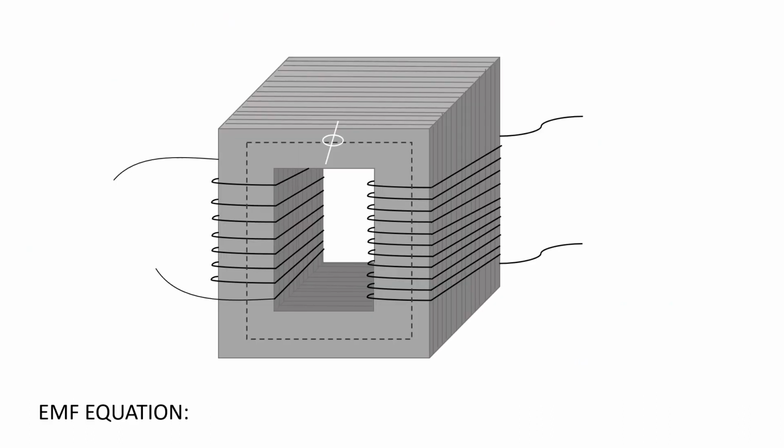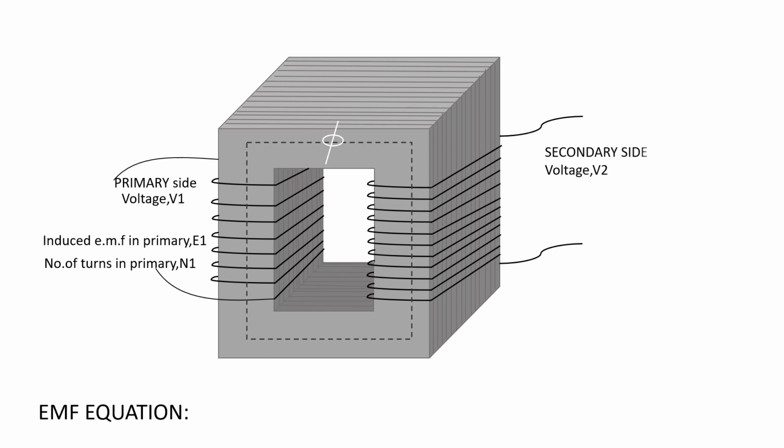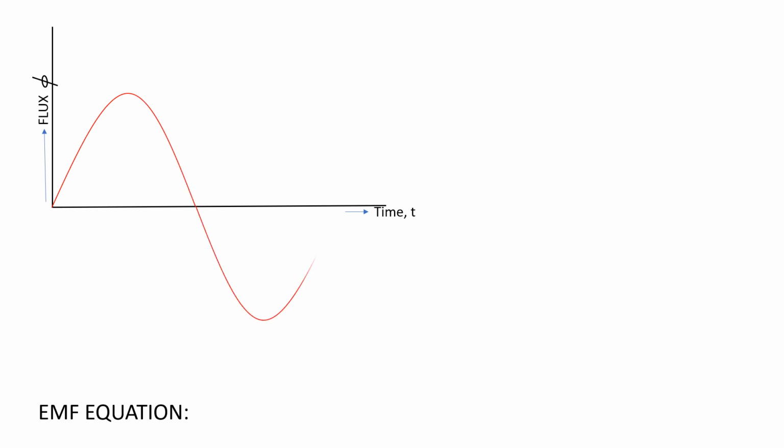Now come to the explanation of the EMF equation of a transformer. Since the primary is connected to the AC supply mains, an alternating flux will be created within the core that varies sinusoidally. Now a graphical representation is shown here. Let us draw the x-axis and y-axis. Along the x-axis, keep the time t, the duration of flux creation. Along the y-axis, keep the flux phi. One cycle of a sinusoidal wave of the flux is drawn here.